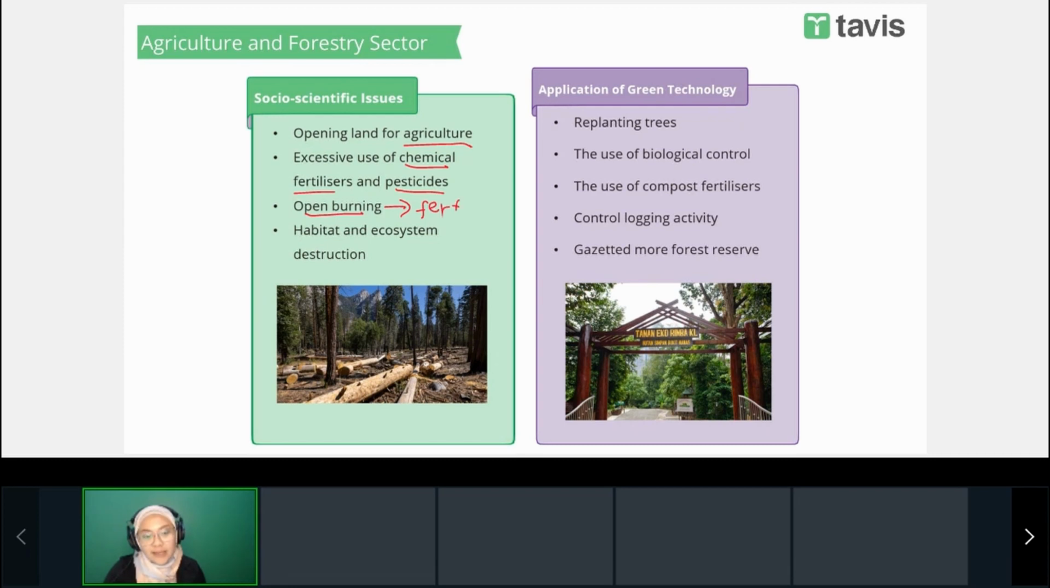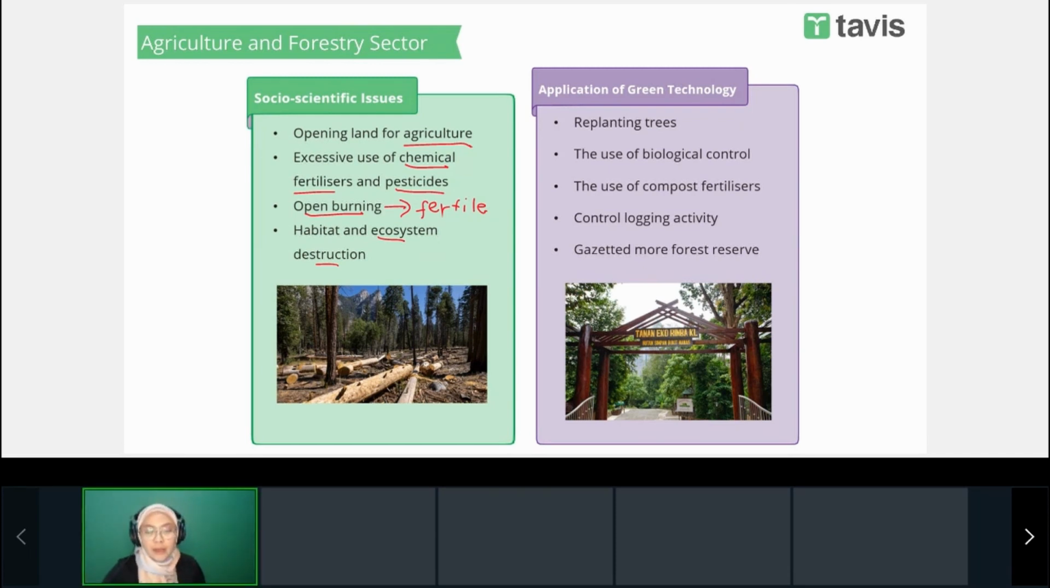Why did I say the burnt soil is more fertile? Because all of the nutrients are already burnt and turned into nutrients, so the land becomes more fertile. Habitat and ecosystem destruction: when we do logging, of course, the habitat of the animals is being destroyed.